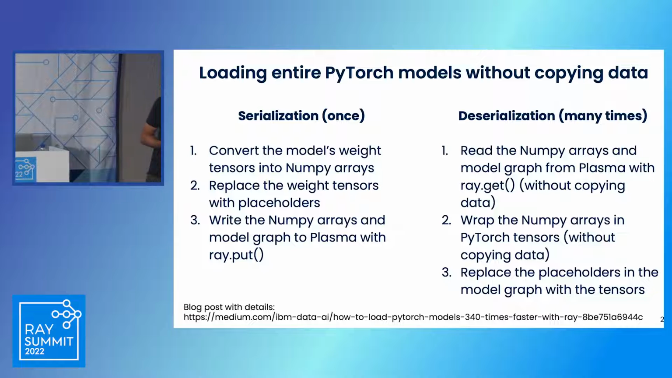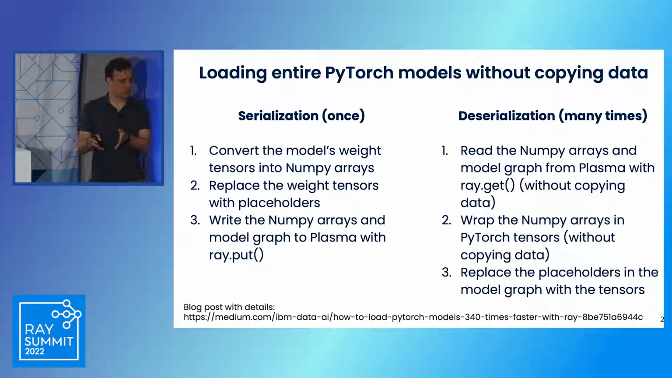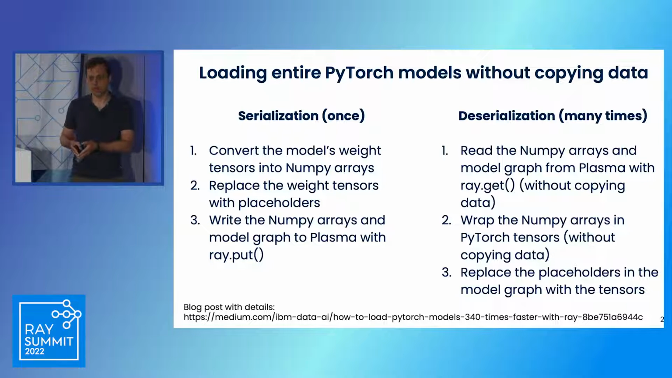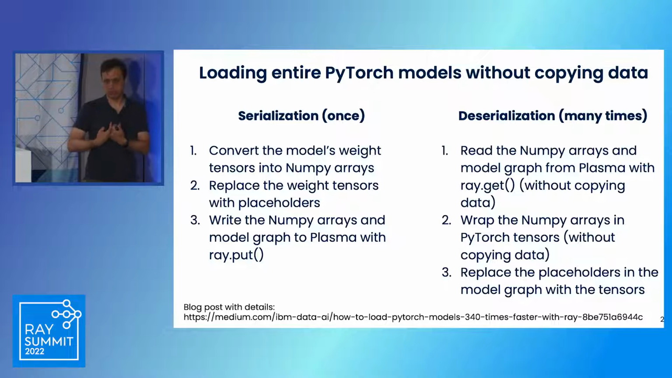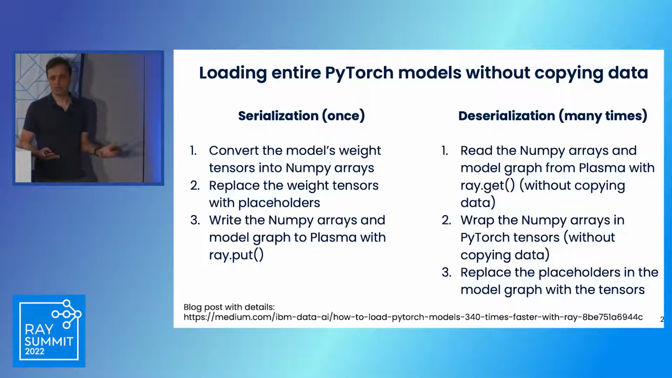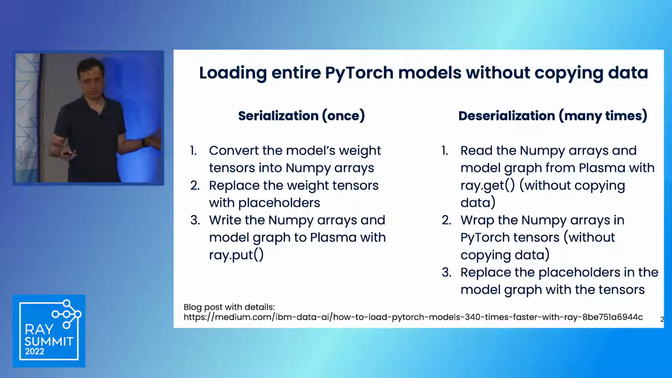To serialize the model, first we walk through the model, identify the weights, convert them to NumPy arrays, and then replace them with placeholders. To get the model back, once we've written those NumPy arrays and the model graph with placeholders to Plasma, we read those back, and then we can walk the reconstituted graph again, convert the NumPy arrays to tensors without copying any data, and then plug that back into the graph, and now we have the model without doing any copy operations. So 3 steps each way.